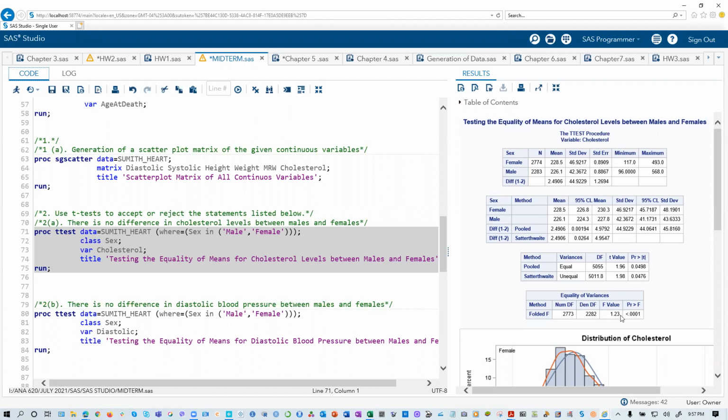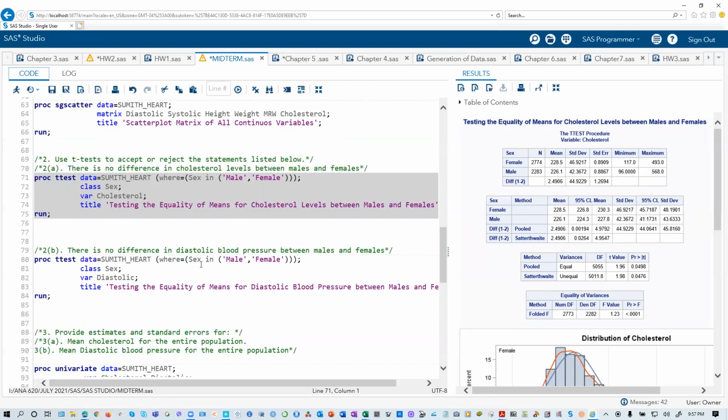How did you figure that out? By looking at this value first. You check whether to use the Satterthwaite method or the pooled method, the Satterthwaite p value or the pooled p value. How do you know? The equality of variances test has been utilized, and you decide whether to reject its H naught. Reject the equality of variances. If you reject the equality, it means they were unequal. That's how you go to the Satterthwaite.